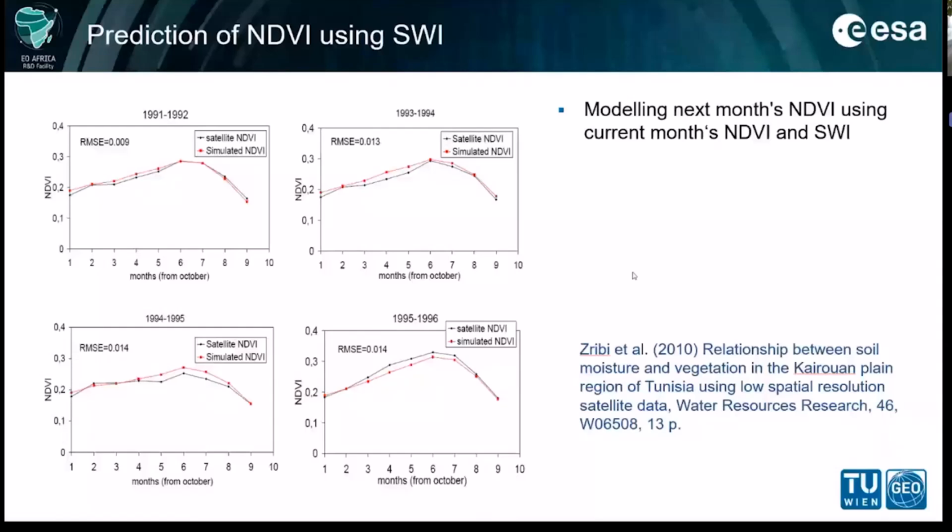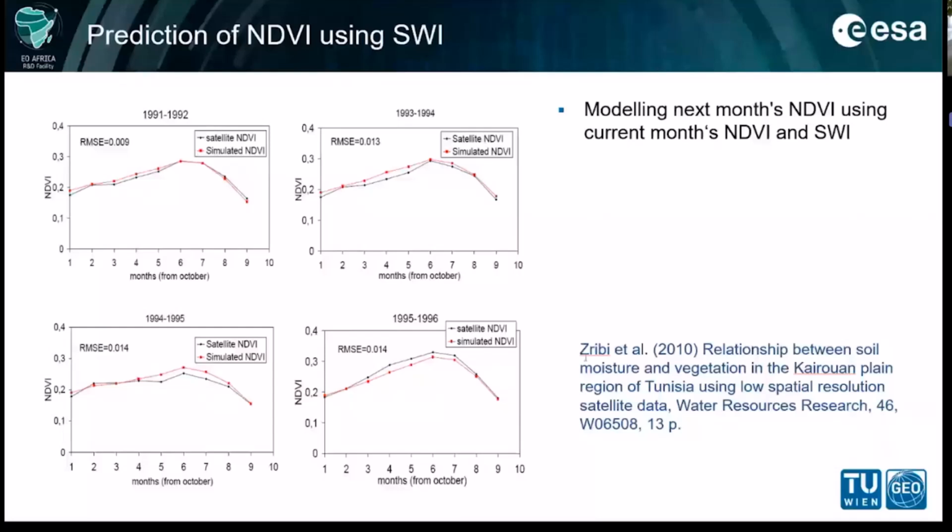Imagine that you have a monitoring system where you monitor vegetation using the Normalized Difference Vegetation Index. So you could use NDVI observations, and you can use the soil water index, like the ASCAT soil moisture observations. And what you could do is predict the next month's NDVI using the current month's NDVI and soil water index from ASCAT. So it's a way of predicting potential drought impact.